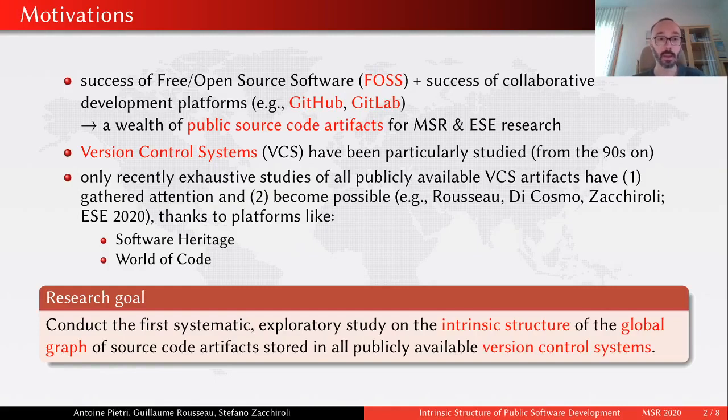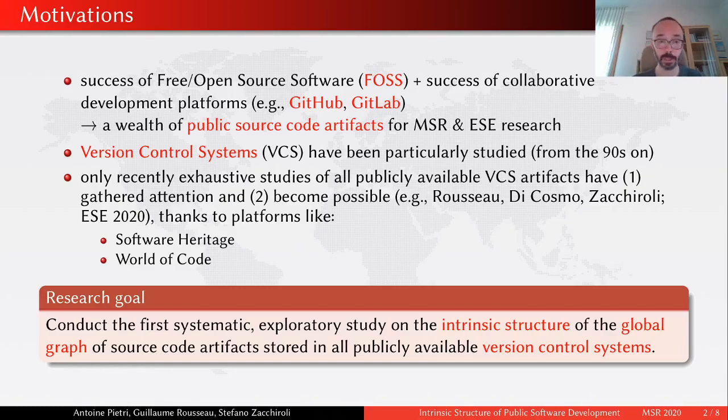and GitLab has given a wealth of public source code artifacts for amateur and empirical software engineering research. In particular, version control systems have been studied a lot, starting from the early 90s. However, most of the studies on version control systems have focused on either individual repositories or a set of interrelated repositories. Only very recently, we have been in the condition to study all version control systems available out there, thanks to platforms like Software Heritage or World of Code.